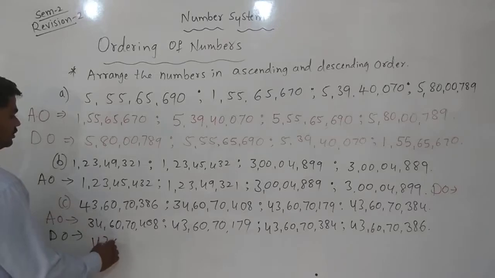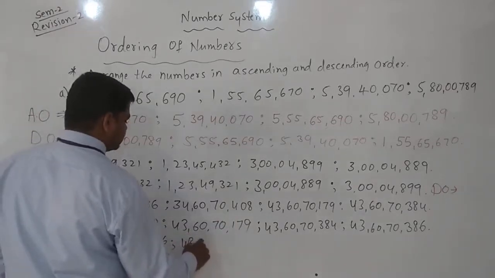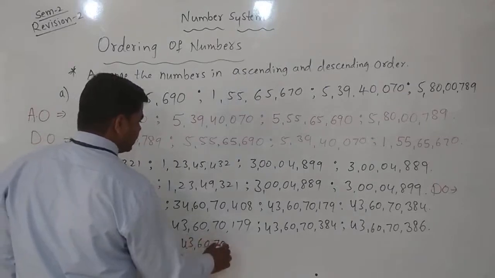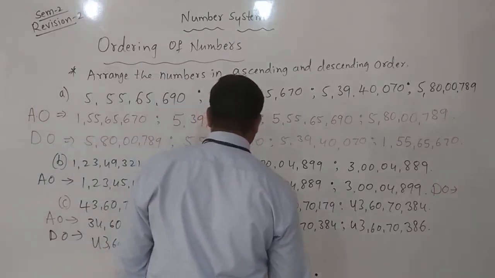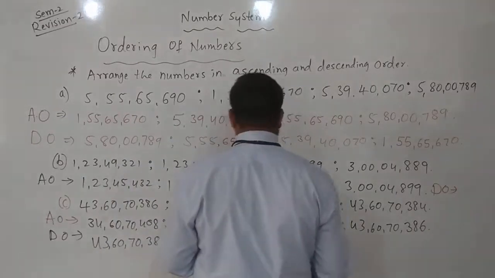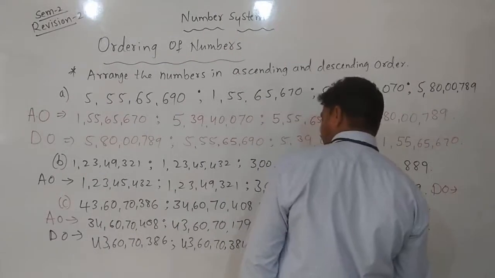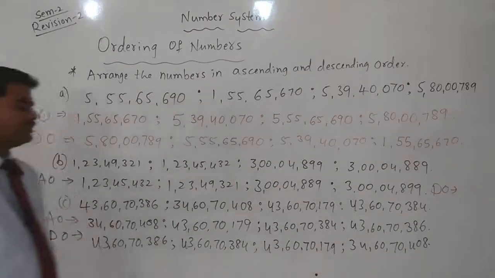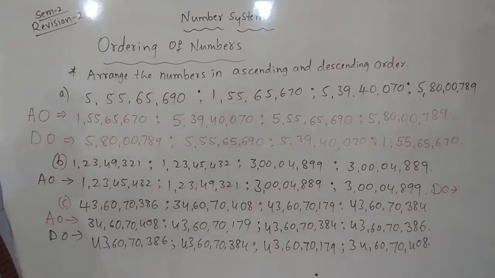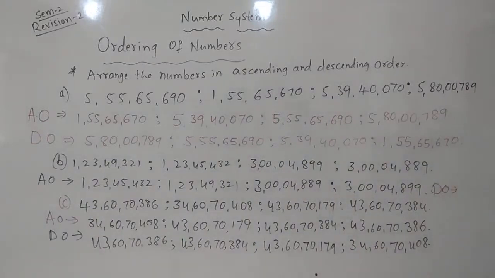It is 43 crore 60 lakh 70,386. Next number is 43 crore 60 lakh 70,384. Next number 43 crore 60 lakh 70,179, and the last number 34 crore 60 lakh 70,408. Yes, these are arranged in ascending and descending order. We can take our own numbers. In your textbook also many sets are given. You can take your own numbers, then arrange them in ascending as well as descending order. Write this down neatly in your notebook.